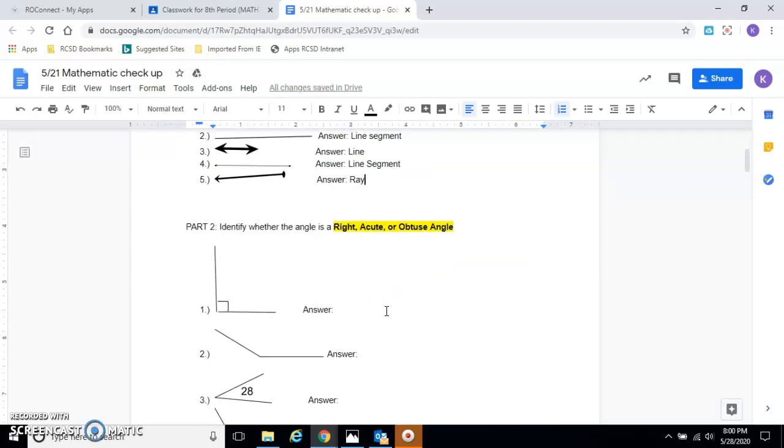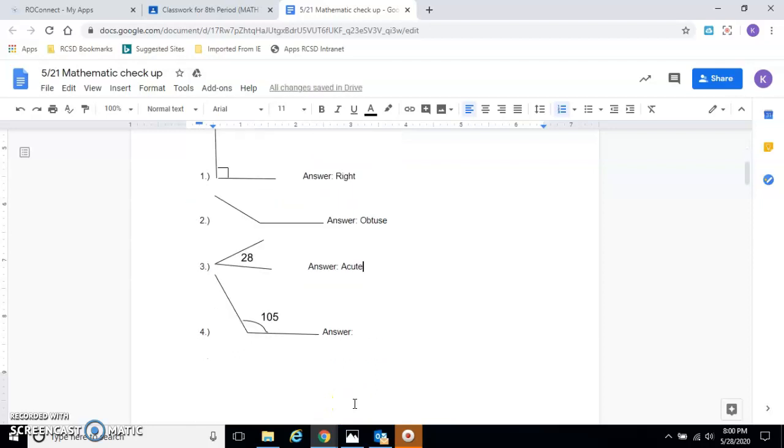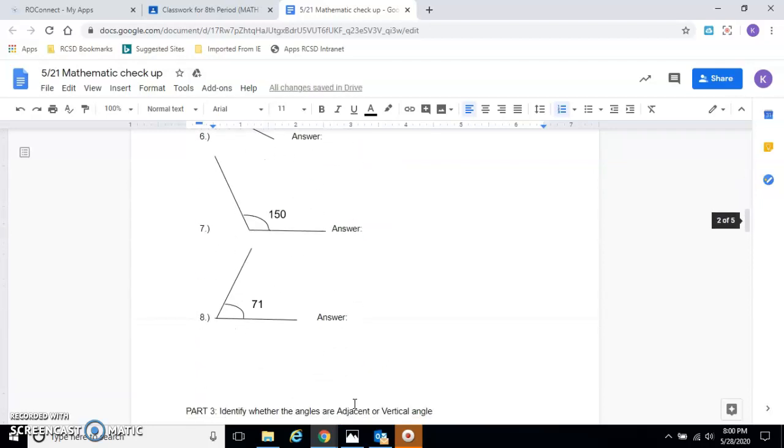Okay, I'm not going to be as nice with this next section. I'm going to help you get started. Identify whether the angle is right, acute, or obtuse. Okay, so this is a right angle because it's got that perfect corner. This one's a big fat angle. This is an obtuse angle. Next one, it's a little baby. It's acute. It's a cute angle, a cutie. Okay, to answer the rest of those, I gave you some more answers again.